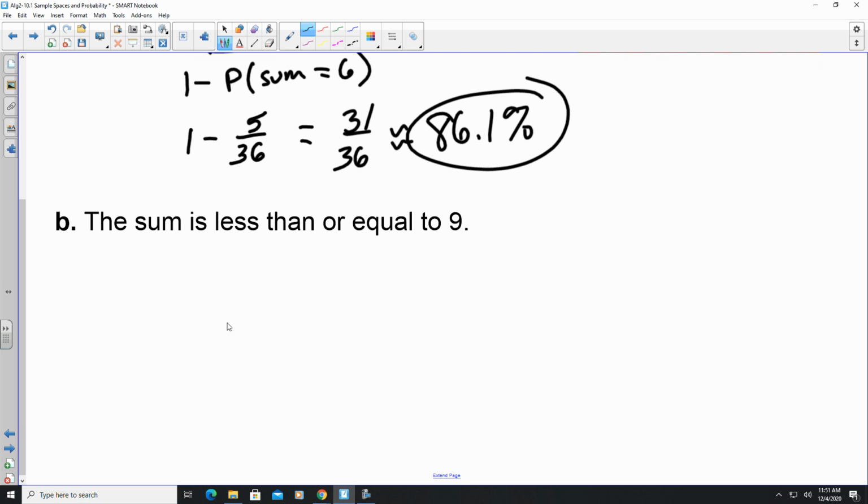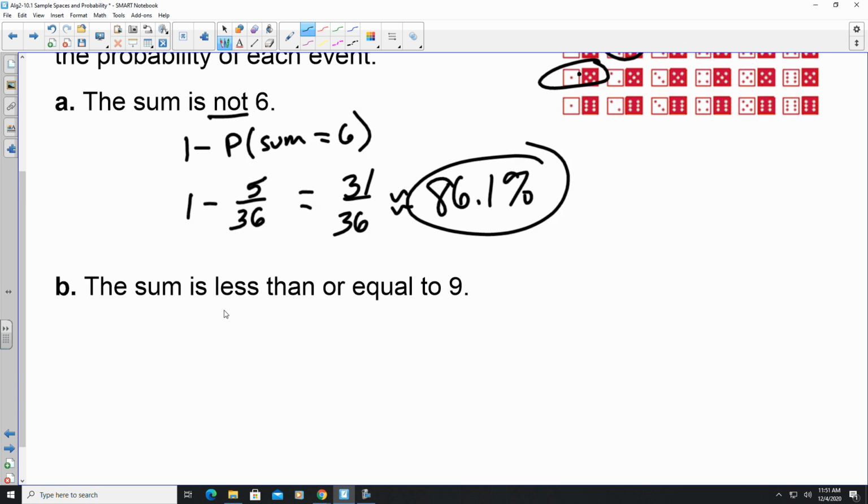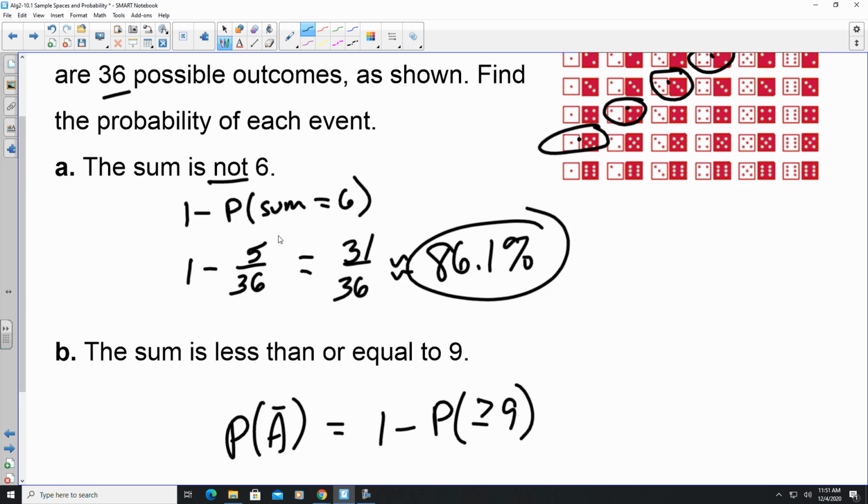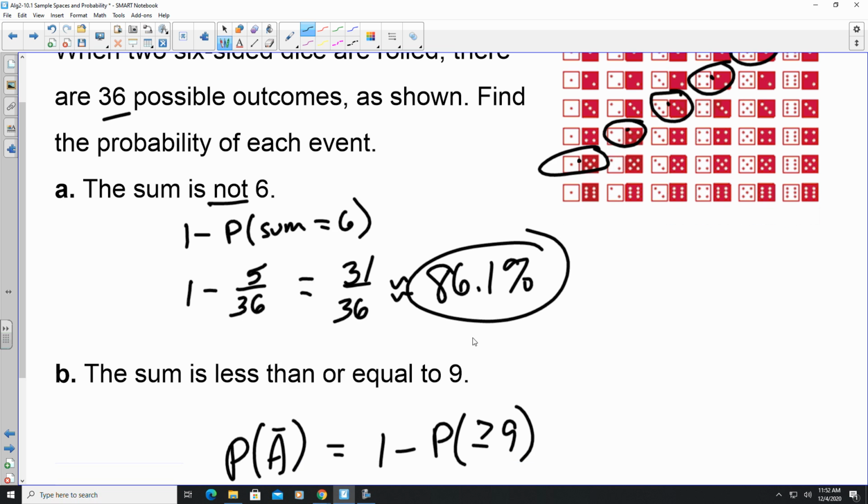In this scenario, they want us to figure out a sum that is less than or equal to 9. So same thing here. That means we're going to go with the probability of it not being that. So this is going to be 1 minus the probability of it being greater than or equal to 9, because there's fewer values for that. Okay, so things that are greater than 9.